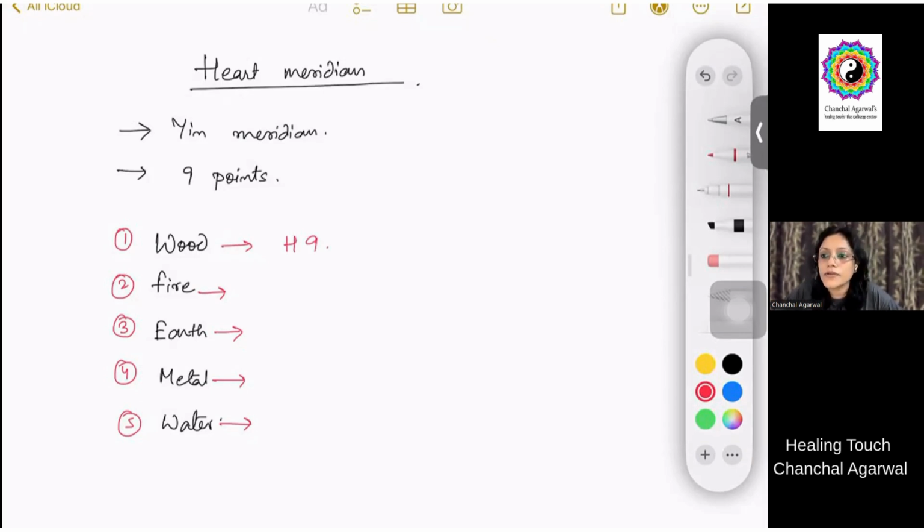H9 is the wood point. What is fire point? H8 is the fire point. Earth point, H7 is the earth point. What is metal point? H4 is the metal point. What is water point? H3 is the water point. That means heart 9 is the wood, H8 is the fire, H7 is the earth, H4 is the metal, and H3 is the water point. So at least their classical location on the body, we should know and understand. We should be able to locate it.